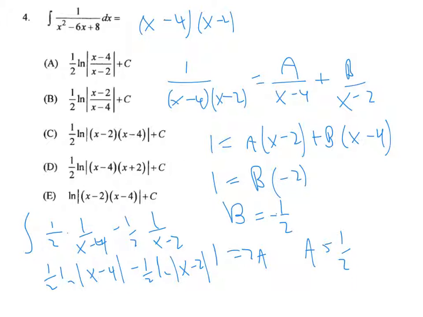And then I look at these, since it's being subtracted, I look at these properties here. I could factor out a 1/2, and I'll have natural log of x minus 4 minus the natural log of x minus 2, and one natural log minus another natural log is the natural log of the quotient of the two arguments. So it is choice A on that one.